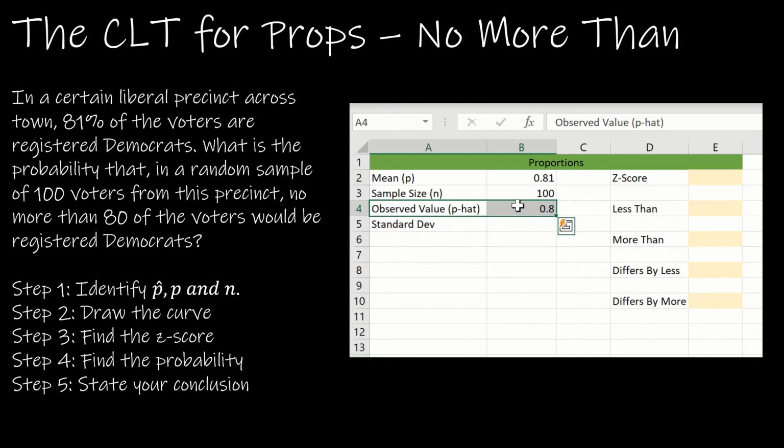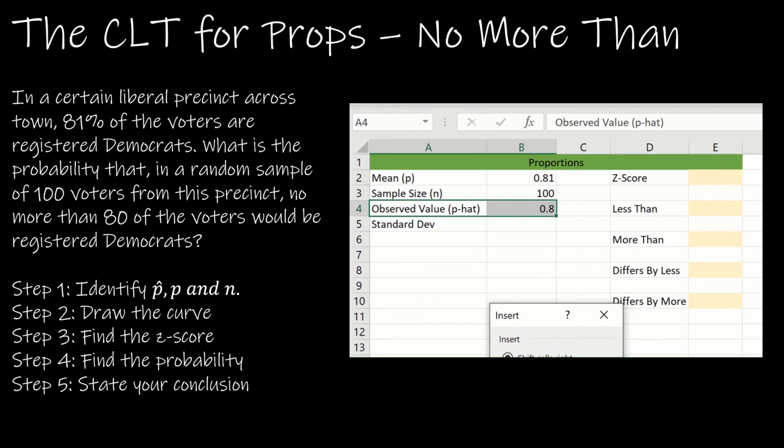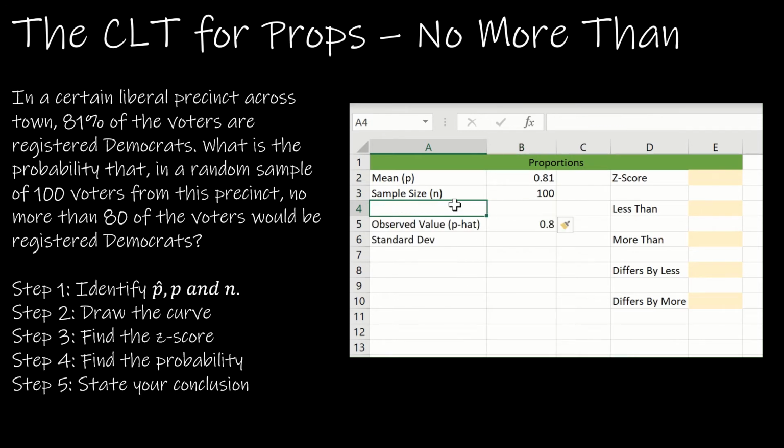I could insert this here and shift the cells down, and then enter observed X, and then this would be my observed proportion instead of observed value. And it's really up to you, but I could say my observed was 80, and so 80 out of 100 would be then equals X divided by N. So again, get as complicated or as simple as you'd like.